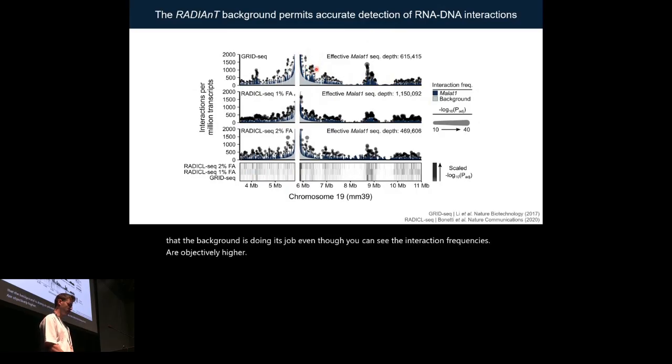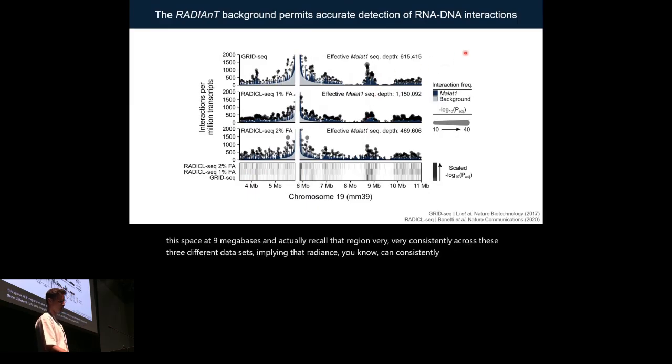Closer to the locus, we actually call fewer and less significant interactions there compared to this space at 9 megabases. And actually, we call that region very, very consistently across these 3 different data sets, implying that RADIANT can consistently identify bona fide RNA-DNA interactions independent of the input data. And so that's all very well and good. That's for one RNA, that's in cis.